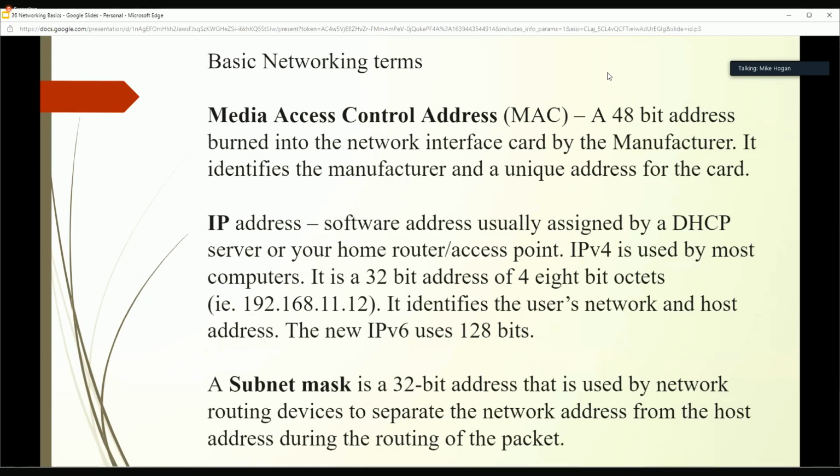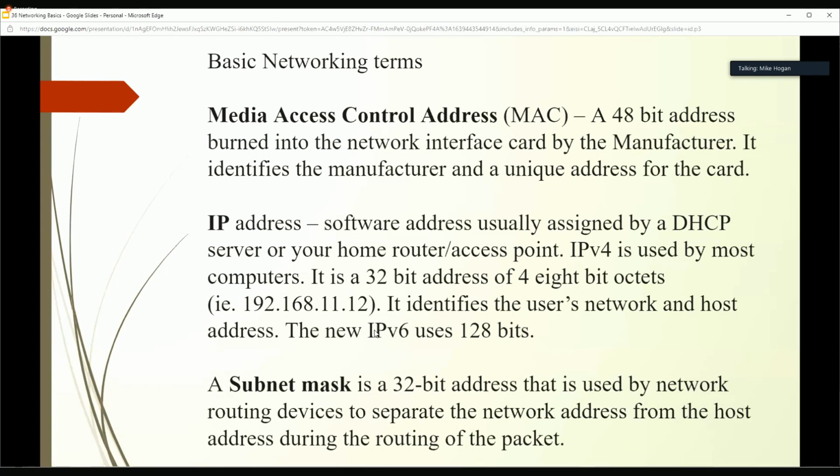And you can see the way we write this address, here's an example, 192.168.11.12. The way it's written is these four 8-bit octets, right? So we've got 8 bits and then another 8 bits, another 8 bits, and another 8 bits. And we could represent that in binary to complete all 8 of those bits for each of these octets.